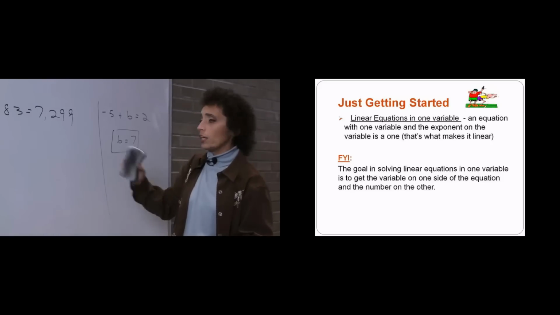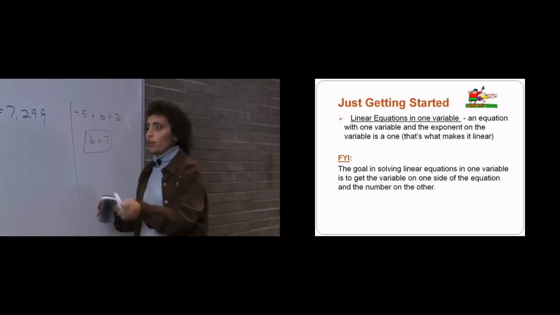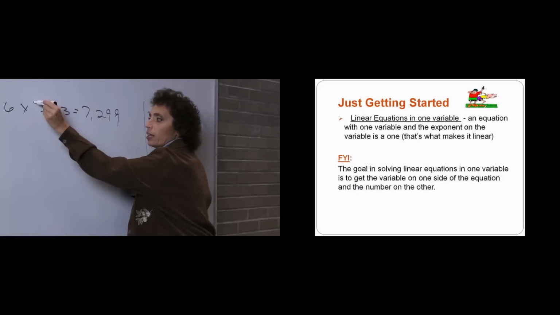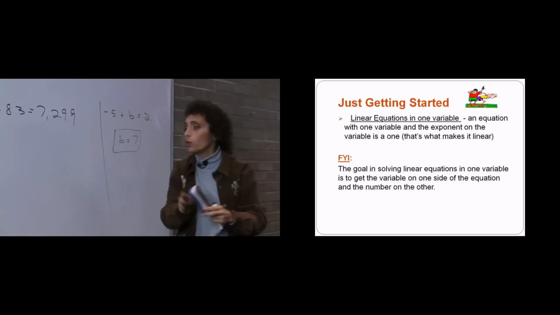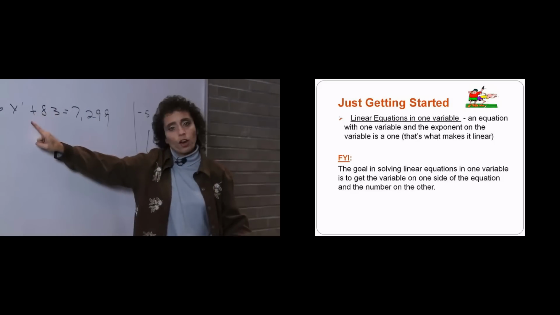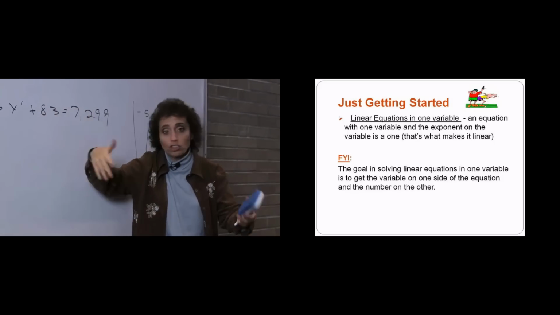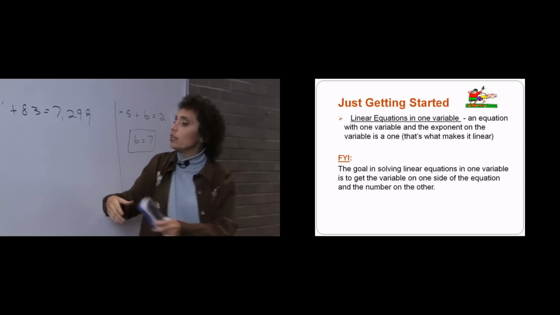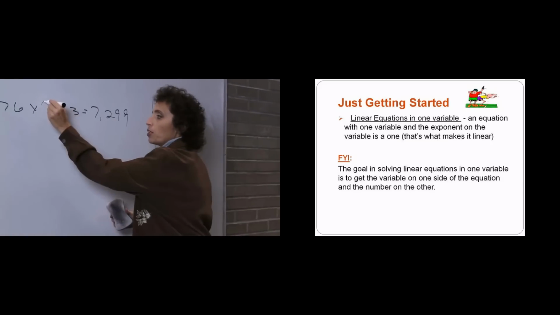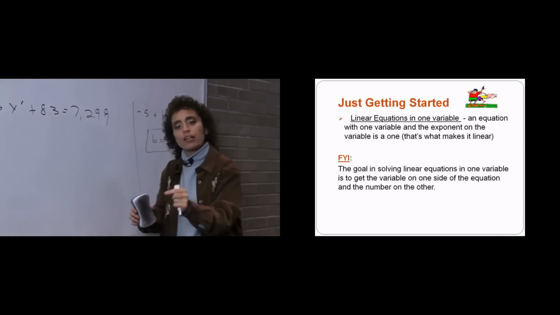Let's first talk about linear equations. What it means to be linear: the linear equation in one variable we're going to solve today means you have one variable. Could be x, could be y, could be b, doesn't matter. But the exponent on that variable is a 1. That's one of the things that makes it linear.